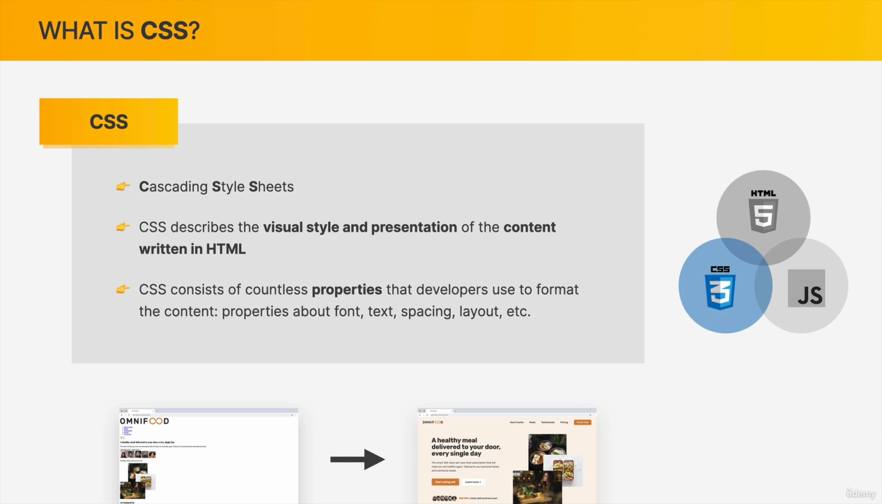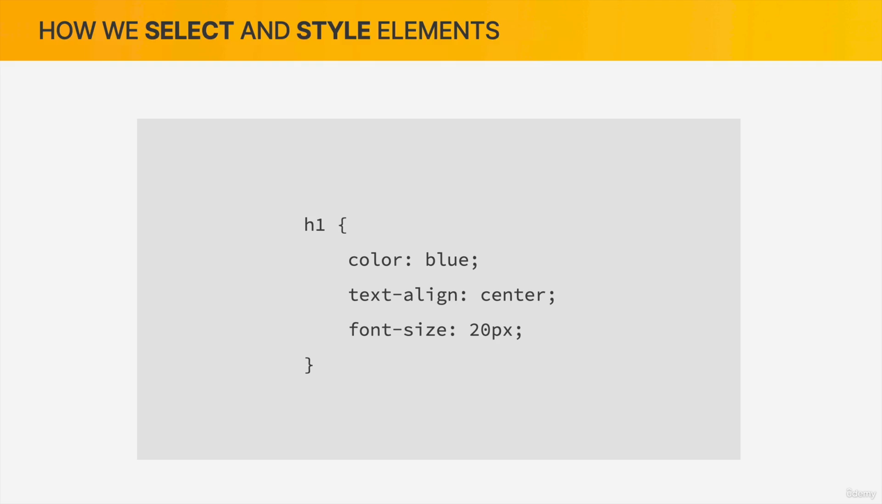So let's now take a look at an actual piece of CSS code. So this is what a typical small piece of CSS might look like. And it always starts with a selector. So for example, if we want to style all the H1 elements on the page, we need to select them in CSS, and then we can apply some styles to them.